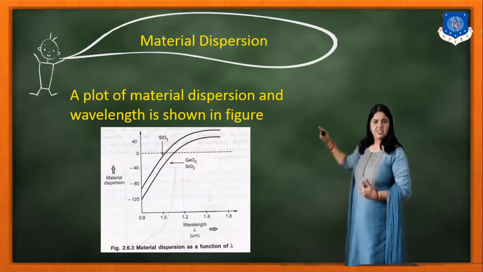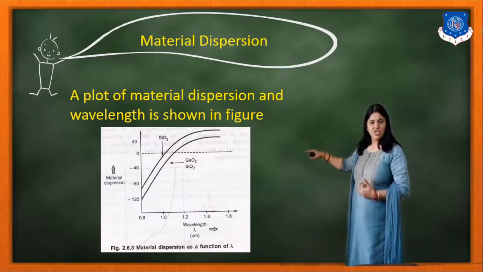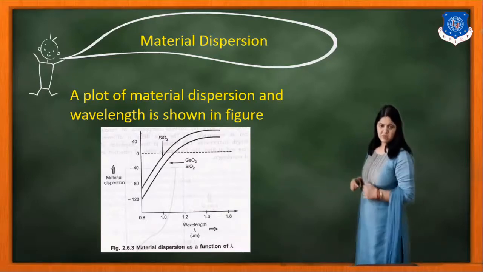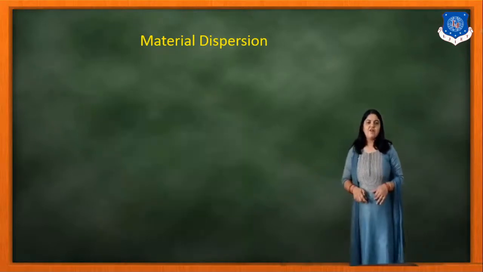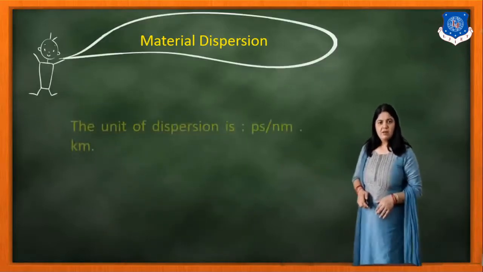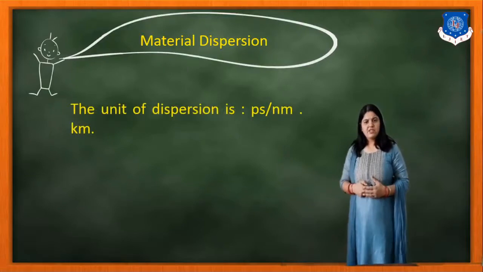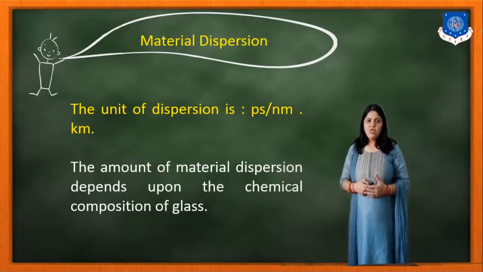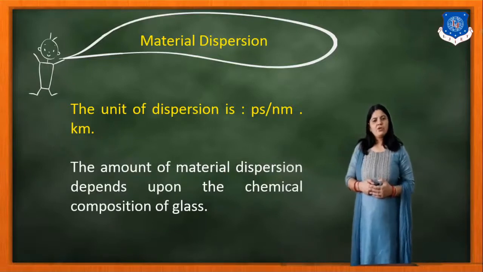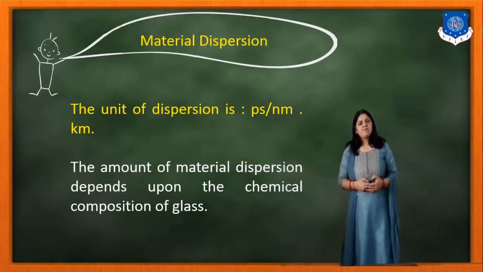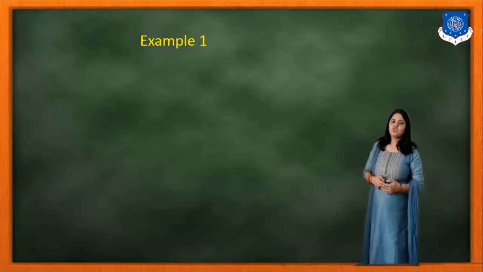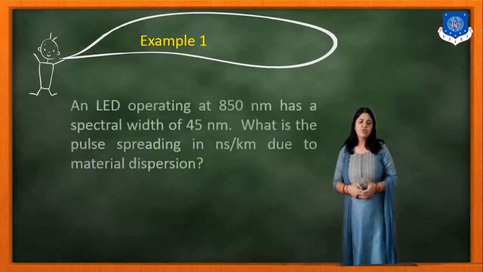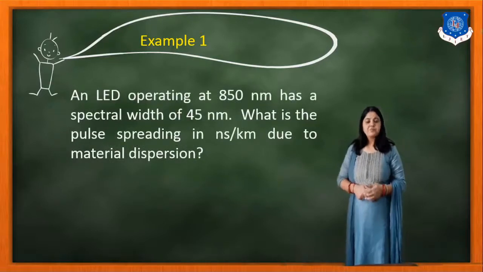Here you can see that when the material is changed, due to the composition, the dispersion in the fiber optic changes. The unit of the dispersion is ps per nm per kilometer. The amount of material dispersion depends upon the chemical composition of the glass. Now we'll solve an example related to this material dispersion.